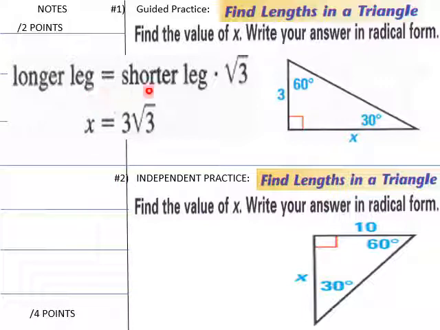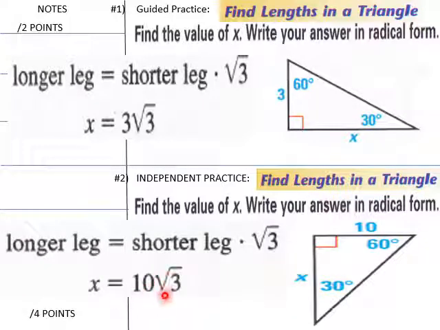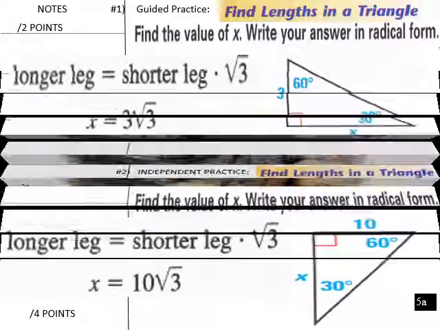Okay, welcome back. Here is your shorter leg. It would be 3 times square root of 3. Longer leg equals shorter leg times square root of 3. So this is our shorter leg here. Longer leg would be 3 times square root of 3. And then the same thing down here, 10 times square root of 3 for x. That would be our longer leg here.